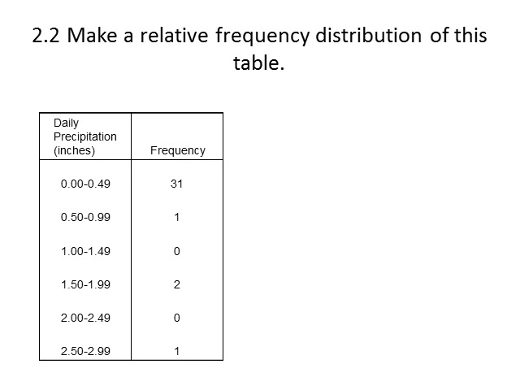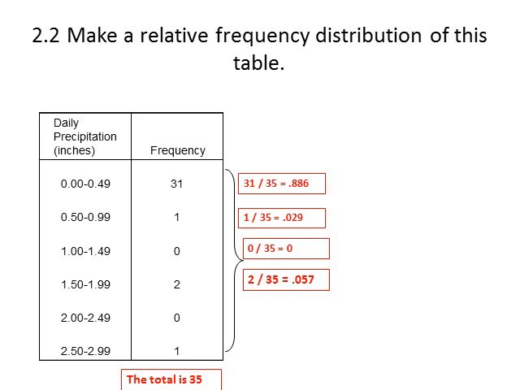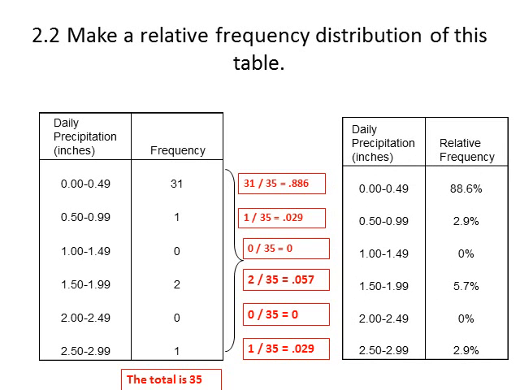So let's practice again, and we'll make a relative frequency distribution of this table of daily precipitation levels. So the first step is to add up the total frequencies. So if I add that column, 31, 1, 0, 2, 0, and 1, I get 35. Next, we take each individual frequency and divide it by the total, 35. So 31 out of 35 is 0.886, 1 out of 35 is 0.029, 0 out of 35 is 0, 2 out of 35 is 0.057, 0 out of 35 is 0, and 1 out of 35 is 0.029.